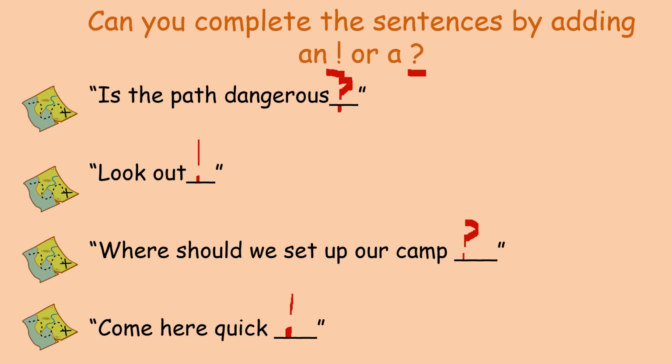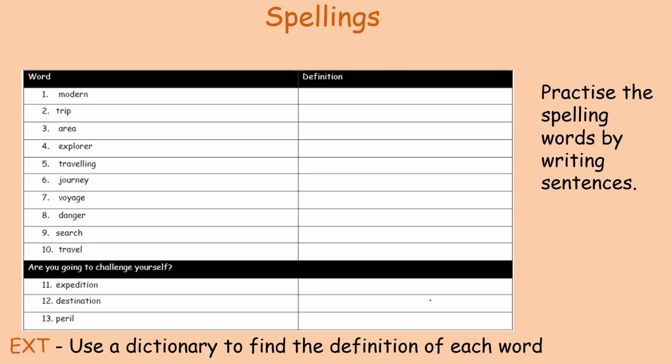Well done. Now the last exercise for our SPAG video is our spellings. Now I'm sure you've been doing your spellings for quite a while, and we've been doing it at school as well, so I'm sure you've got the hang of it, but just to remind you, you can use the look, say, cover, write, and check method to have a go at practicing your spellings. You can also write sentences out to help you learn the words and apply them into different sentences.